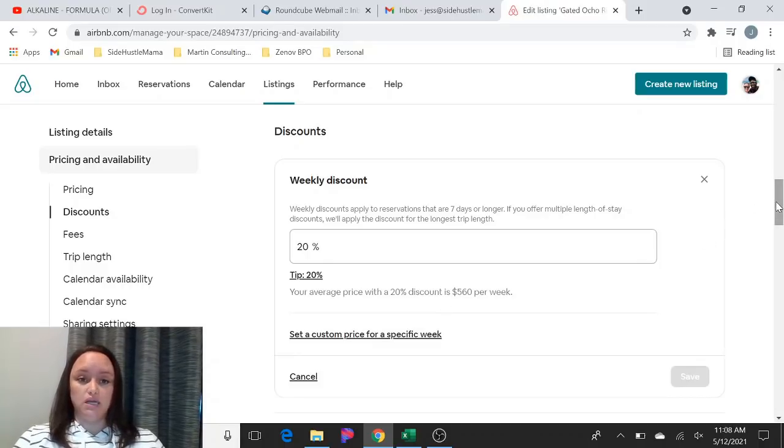Of course, the mortgage and any maintenance fees. If you have a yard that you have to keep up, any of those fees you want to keep in mind.